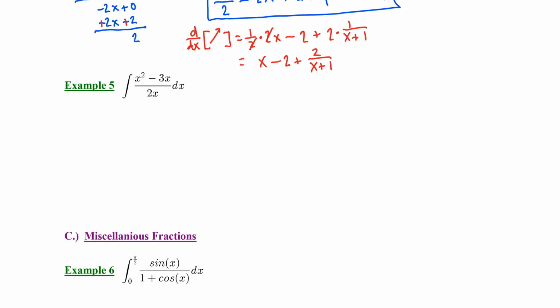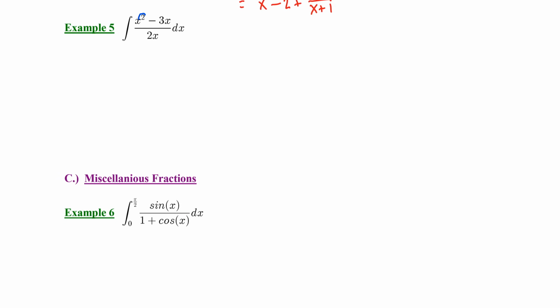Moving on to example 5, notice the degree of the numerator is greater than the degree of the denominator, so this is an improper rational function. Now, because we have a monomial denominator, we do not have to do long division on this one. So you can kind of relax on this one. What you can do with a monomial denominator only is take each term of the numerator and divide them individually by that denominator. And that allows you to skip the process of long division.